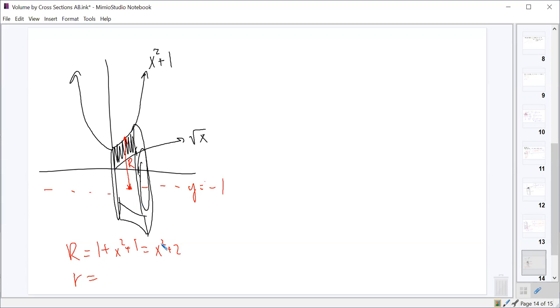And what's our lower radius? Root x plus 1. Yep, the inner radius should be root x plus 1, or plus root x. And so this integral should become pi times the integral from 0 to 1, we said. We'll just say x equals 0 to x equals 1 of our outer radius squared minus our inner radius squared dx. Everybody feel good about that?